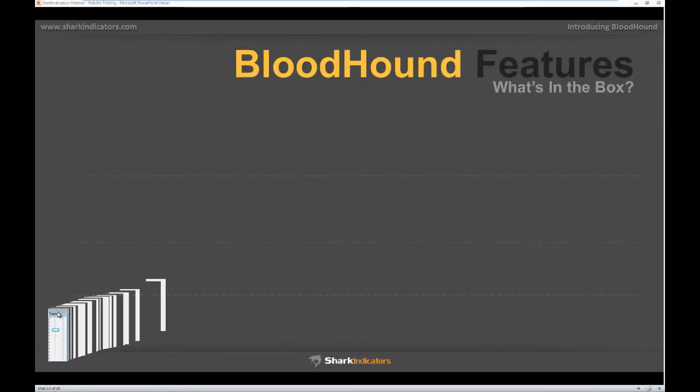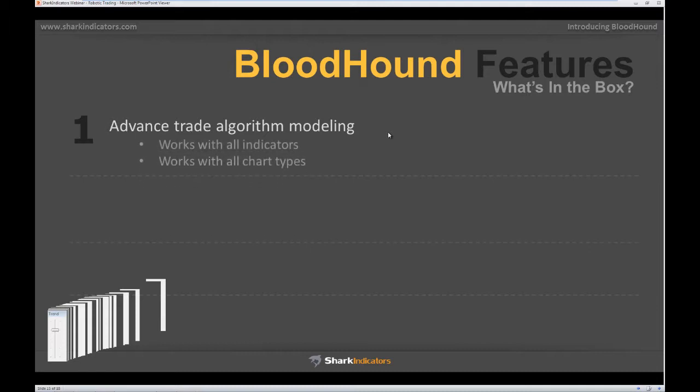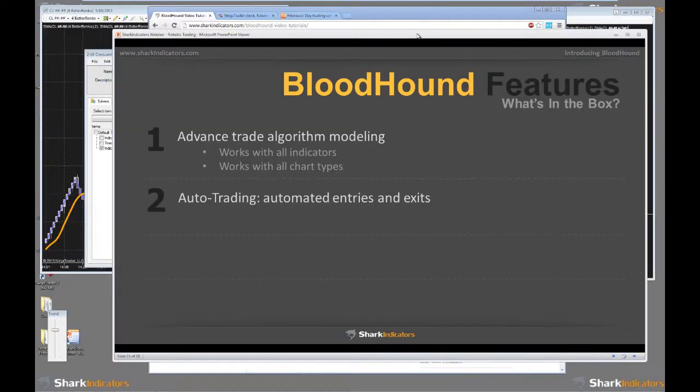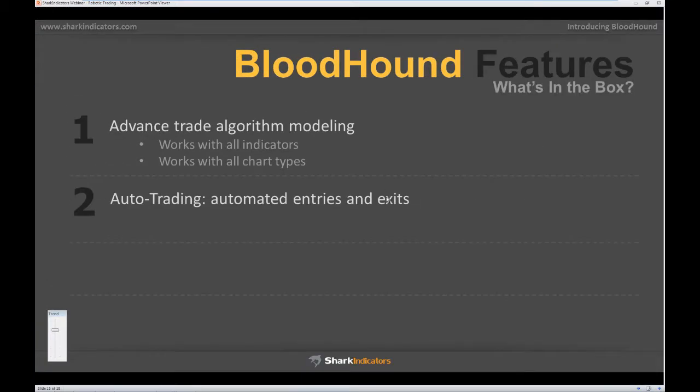So out of the box here, just in summary as well, what Bloodhound gives you is the ability to model your trade algorithms. It works with all indicators and all chart types. It allows you to completely automate your entries and your exits. I only showed your entries, but there's also a way to do the same thing with your exits.